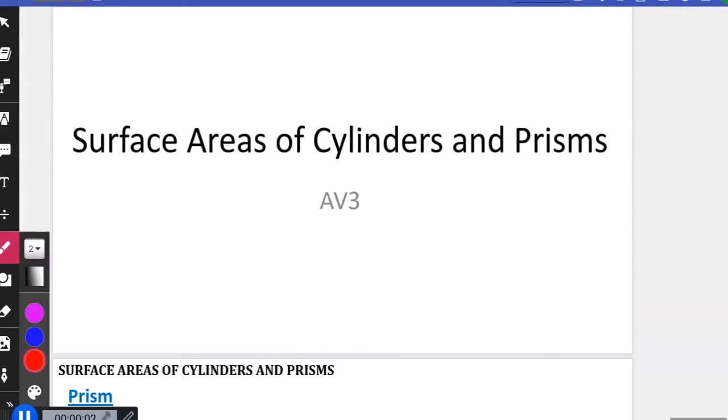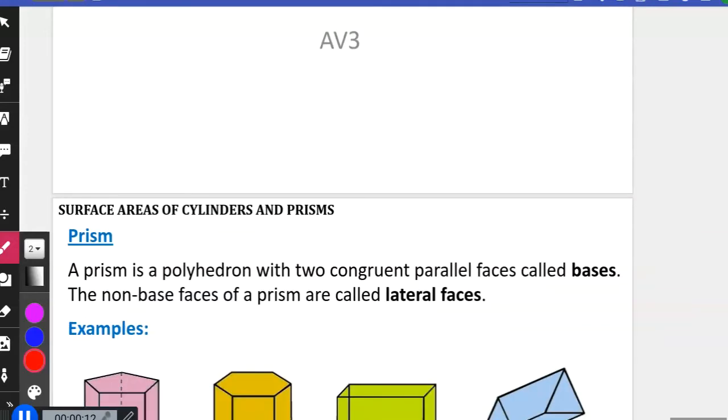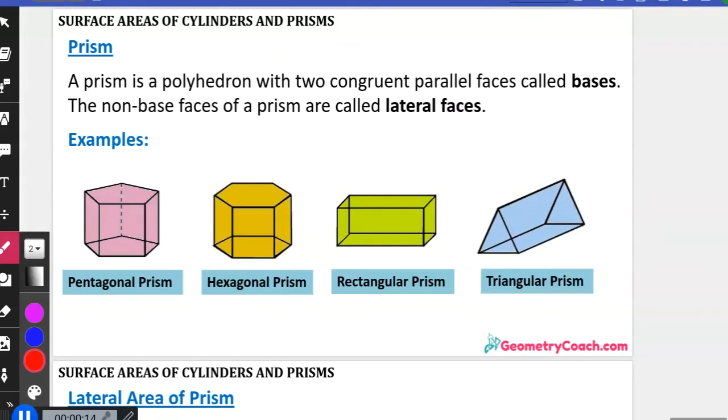Right. We're going to start with the surface area of cylinders and prisms. Now, cylinders and prisms are grouped together because they're both essentially a box with a top and a bottom and sides. A prism is a polyhedron, and we talked about how a polyhedron is just a three-dimensional shape created by polygons with two congruent parallel faces called bases.